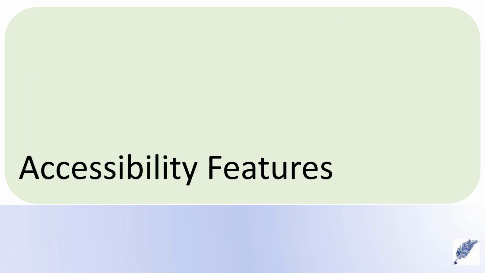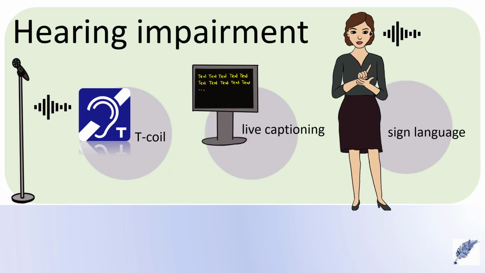Accessibility features. For hearing-impaired audience, make sure the sound system is broadcasting to the T-coil, the in-ear receivers of the sign language interpreter, and to live captioning.